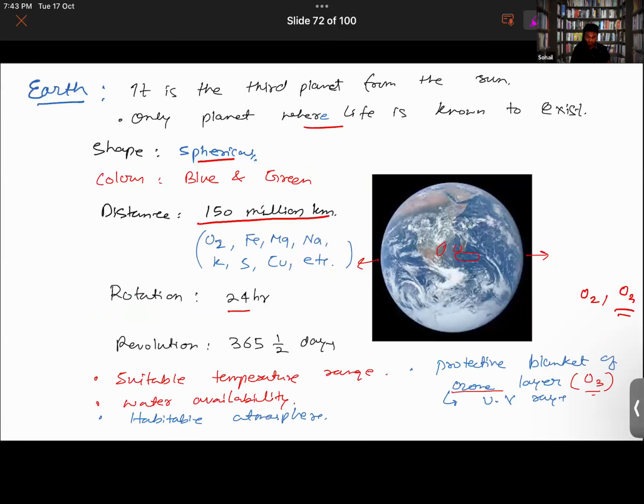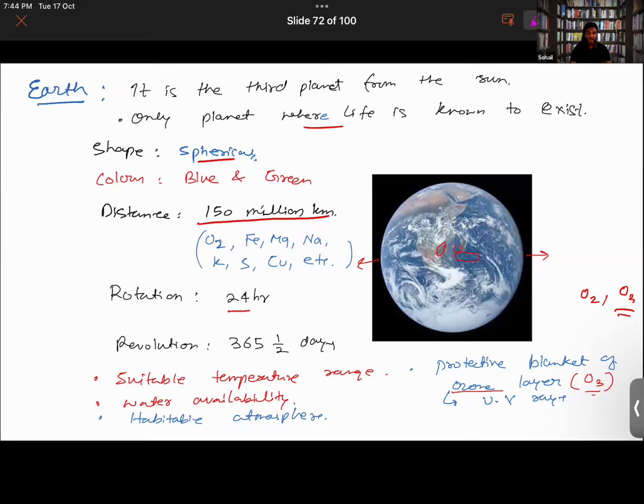Phir humne baat ki, we did talk about our very own planet. That is the Earth. So that is the third planet from the Sun. And there are two planets lying between the Earth and the Sun. Mercury and Venus. And that is the only planet in the solar system on which life is known to be existing. And why is life existing here? Because of the various environmental conditions that are available here on Earth. So that basically helps in the sustainability of life here.